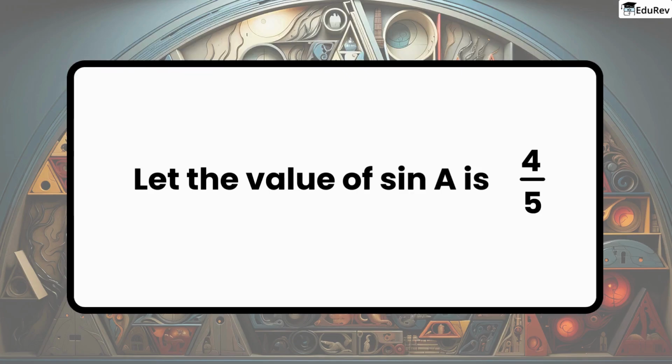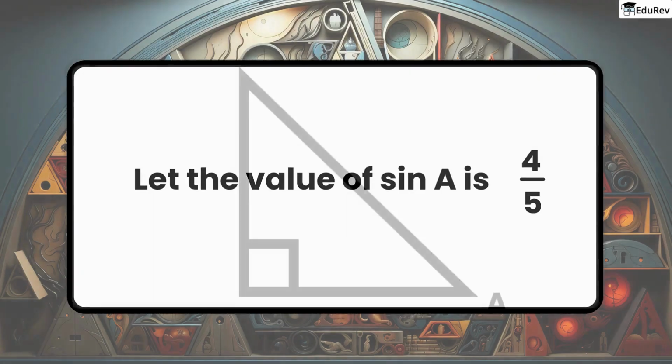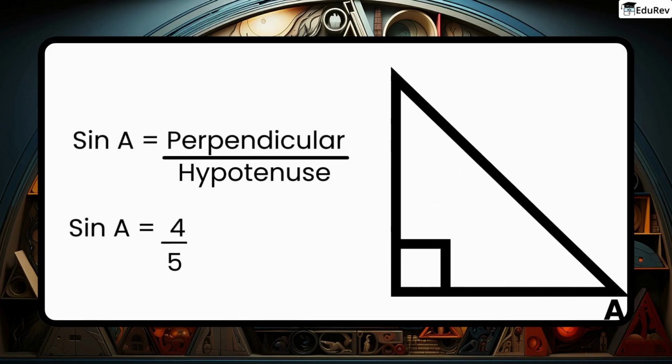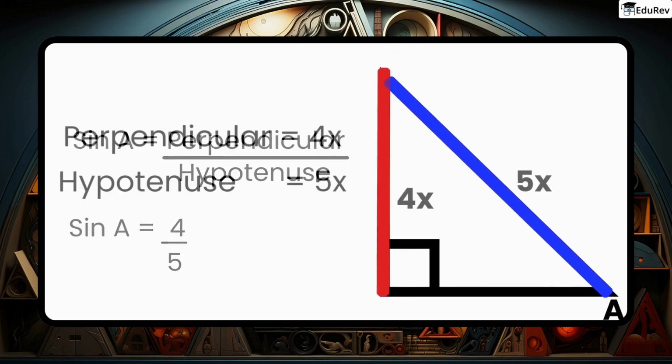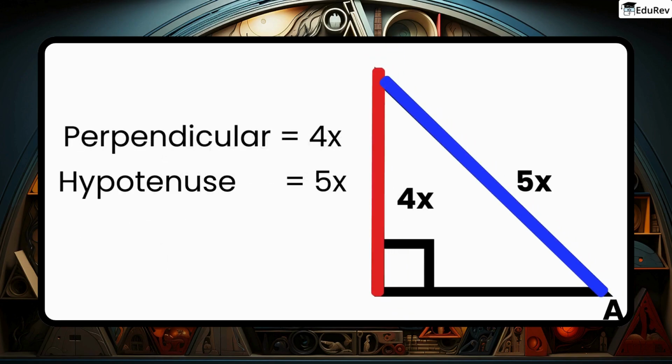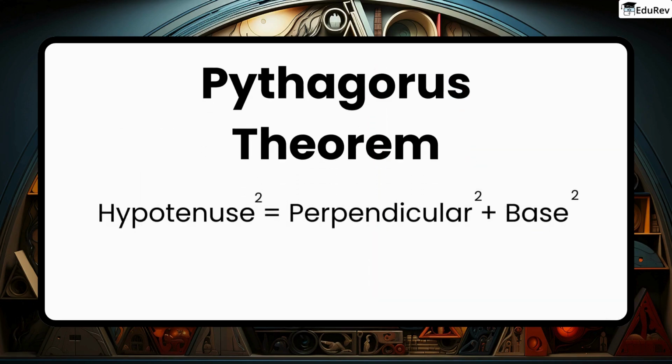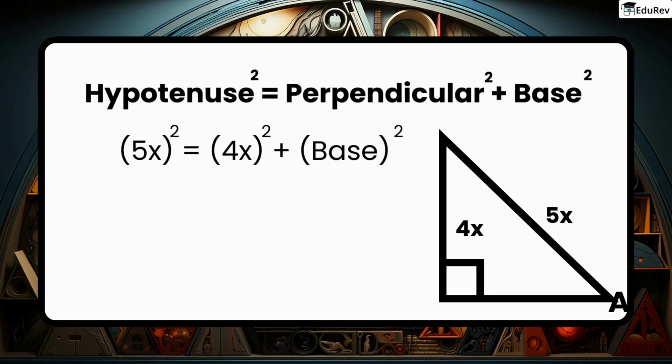Let the value of sine A be 4 upon 5. So now first make a right triangle. Since sine A equals perpendicular upon hypotenuse, we take its perpendicular as 4x and hypotenuse as 5x. I hope you guys remember the Pythagoras theorem. We have hypotenuse square equals perpendicular square plus base square. Now we put values in this equation.